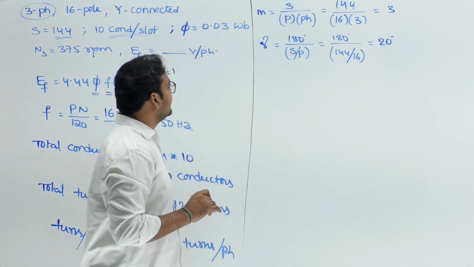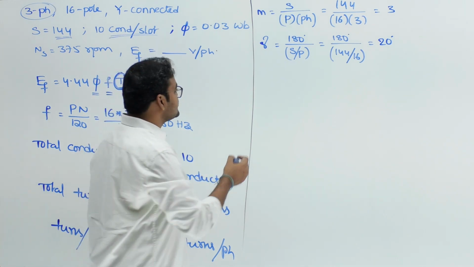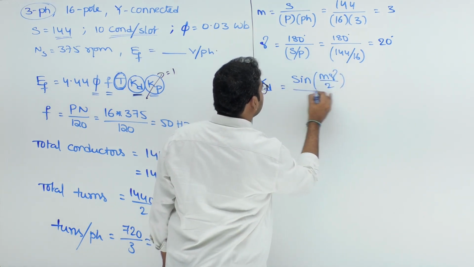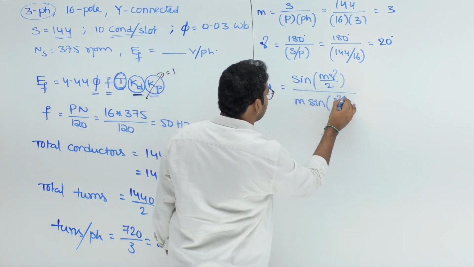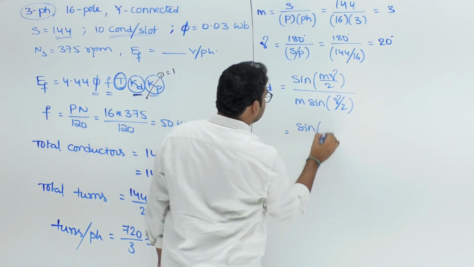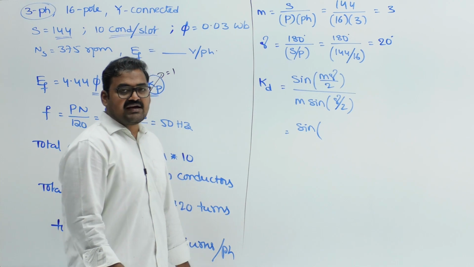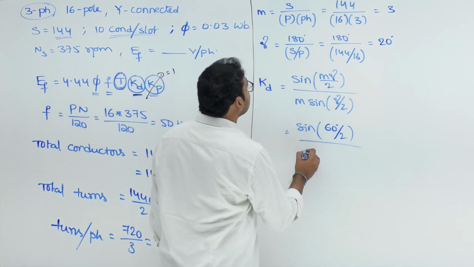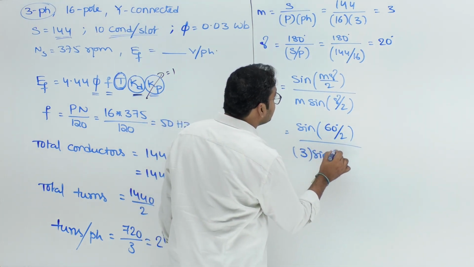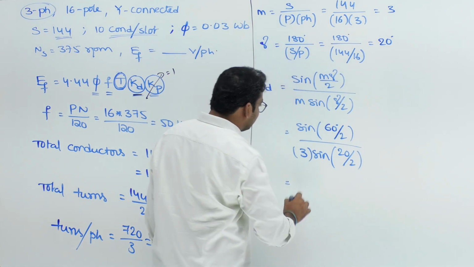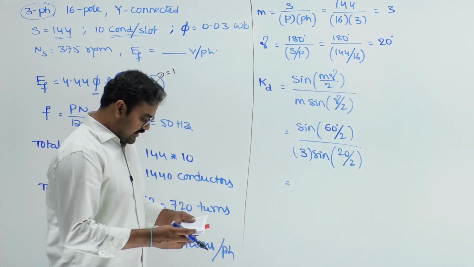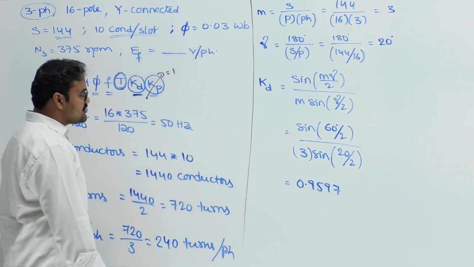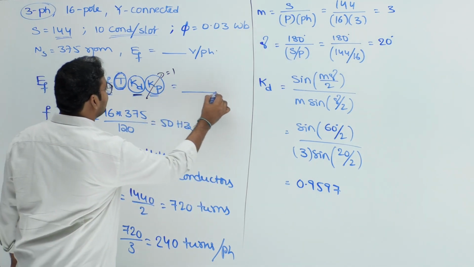You can check. Once you know M and gamma, you can calculate distribution factor. Distribution factor is equal to sine M gamma by 2 divided by M sine gamma by 2. M gamma is phase spread. As it is a 3-phase, I can directly substitute phase spread 60 degrees by 2 by M value 3 into sine gamma by 2, that is 20 by 2. You will get the value of distribution factor, and it will be 0.9597.